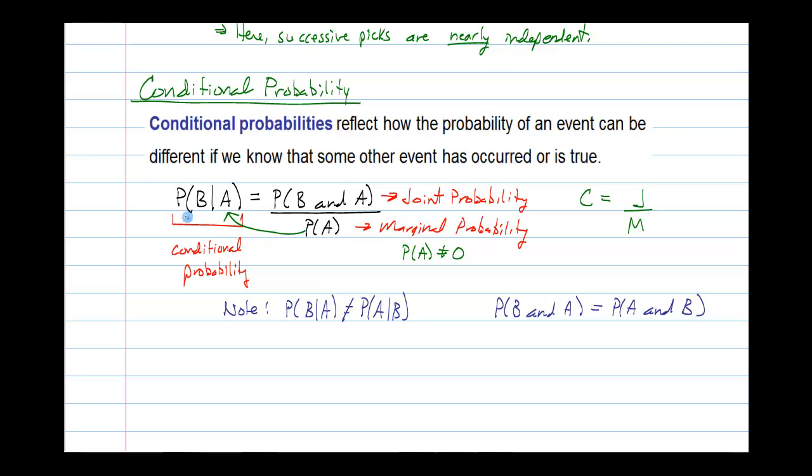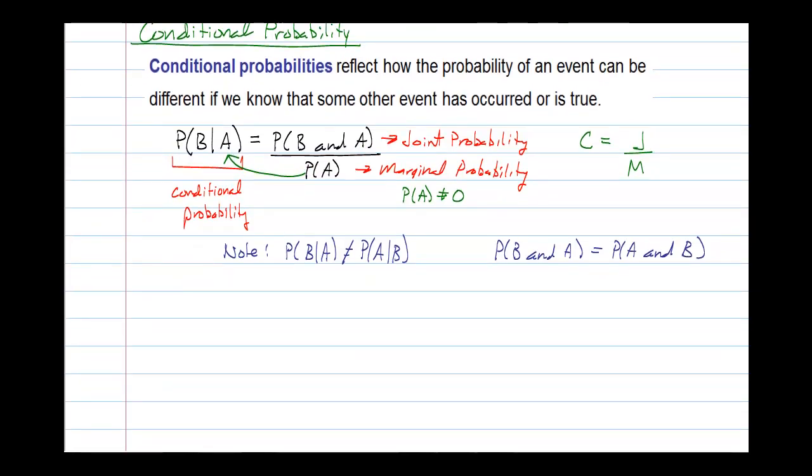So the way we usually read this statement is we say the conditional probability of event A given, and again this is a vertical bar, event A has occurred, is the joint probability of A and B, or B and A, divided by the marginal probability of the condition. So that's how we would usually think about that.